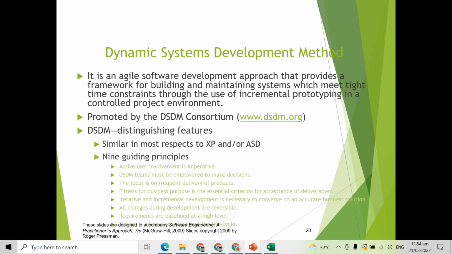DSDM teams must be empowered to make decisions. The focus is on frequent delivery of products. Fitness for business purpose is the essential criterion for acceptance of deliveries. Iterative and incremental development is necessary to converge on an accurate business solution. All changes during development are reversible. Requirements are baselined at a high level, and testing is integrated throughout the software life cycle.